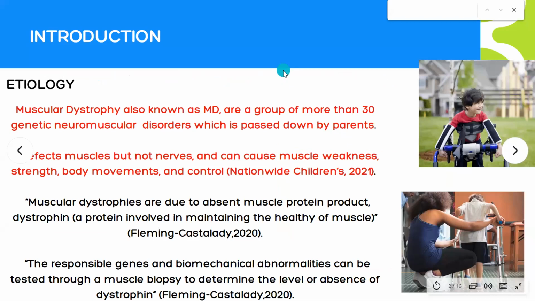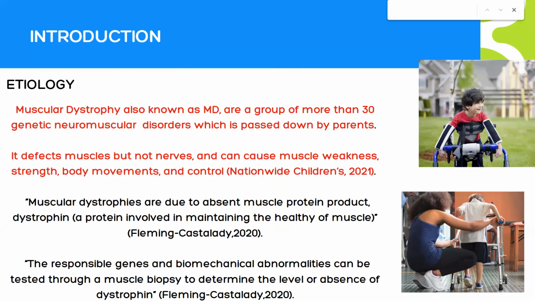So, a little background about muscular dystrophy, which is also known as MD. This is a genetic neuromuscular disorder, which is passed down by parents. There are different kinds of muscular dystrophy, but the ones I'll be focusing on, I'll present on my next slide.